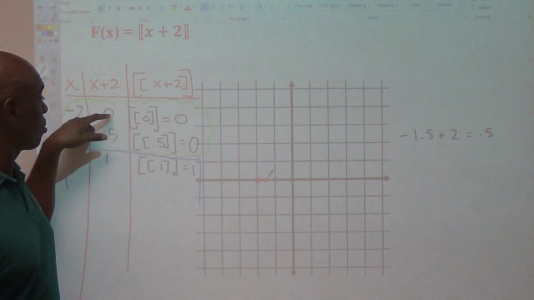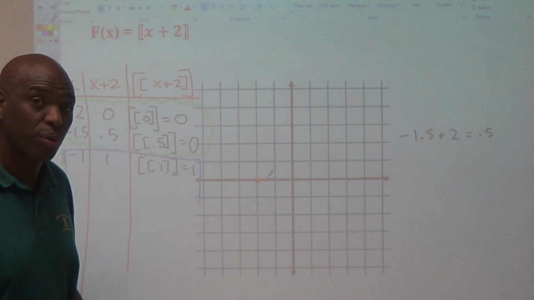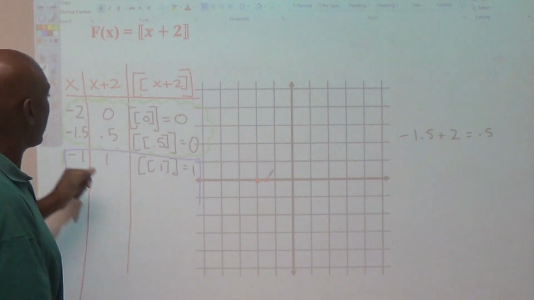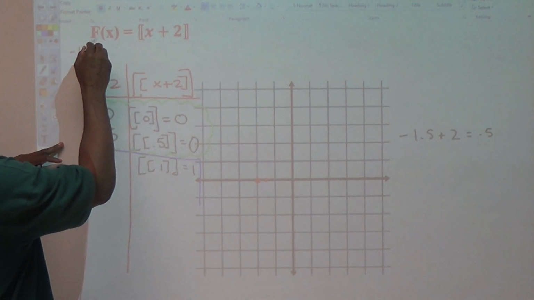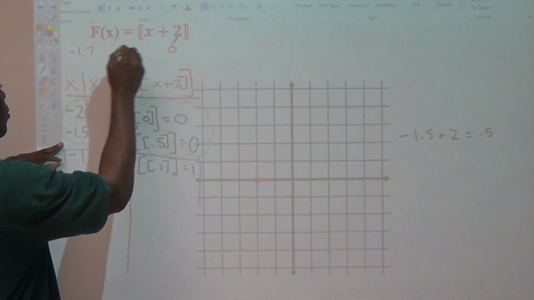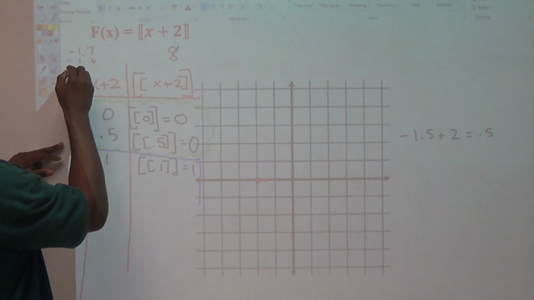All values in this interval right here are going to lead you back to 0. What do you mean all values, Mr. Wright? I mean, if you were to look at -1.7, that's going to give you a 0. -1.6, that's going to give you a 0.